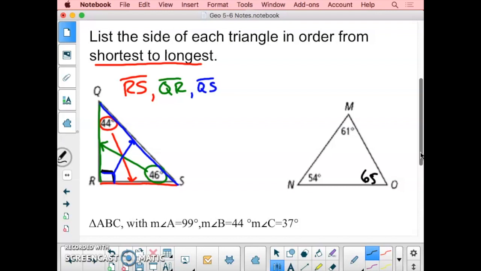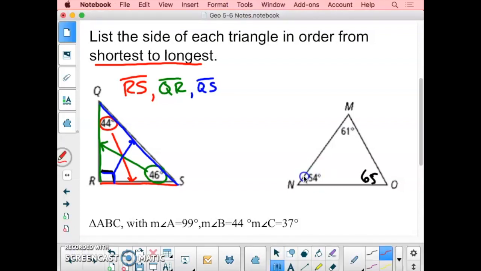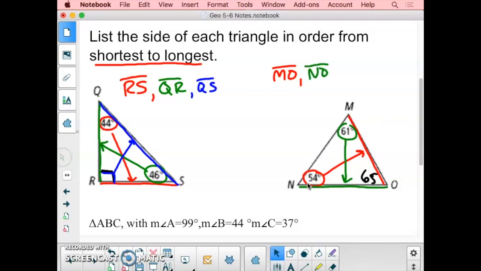All right, so with that information, we can begin by finding the smallest angle, which is across from the shortest side, which is MO. The next smallest angle is 61, which is across from the next shortest side, which is NO. And then the longest side is across from the largest angle, which is NM.